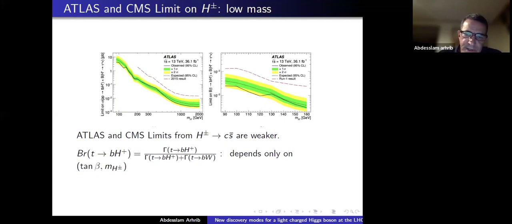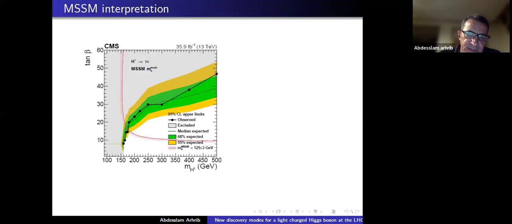So the limit on the branching ratio of T going to B charged Higgs is given by this quantity, because the top decay can go to B charged Higgs and BW. So BW is the dominant one. This branching ratio is quite small, but since, as you know, the TT bar cross-section is huge, that's why this channel can still set a limit on the charged Higgs mass and tan beta. Okay, so this depends on charged Higgs, of course, and tan beta.